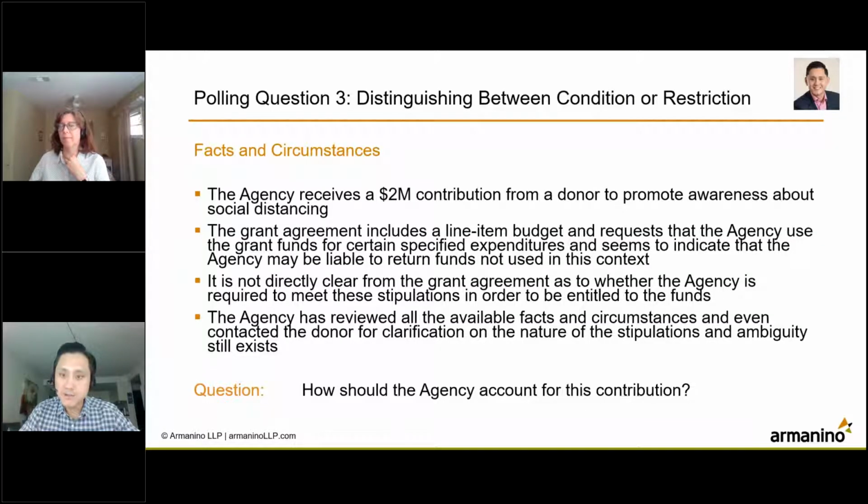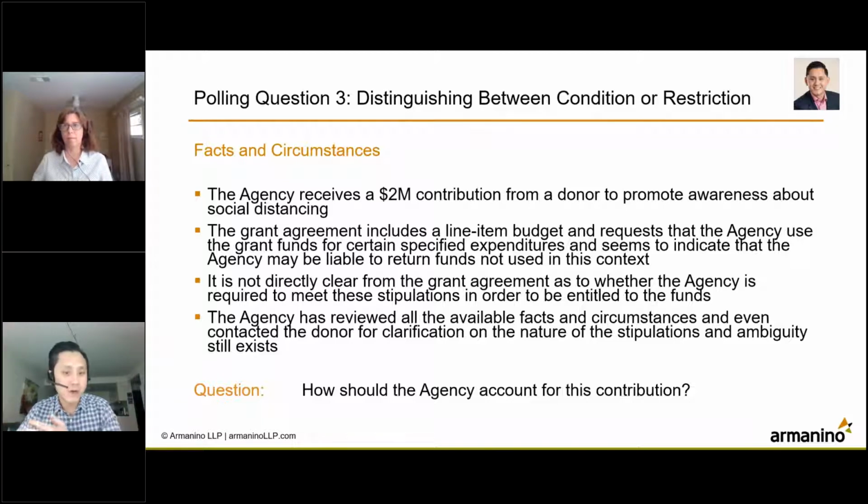Okay, so in this example, the agency receives a $2 million contribution from a donor to promote awareness about social distancing. The grant agreement includes a line item budget and requests that the nonprofit use the grant funds for certain specified expenditures, and it seems to indicate that the agency may be liable to return the funds not used in this context. It's not directly clear, though, from the grant agreement as to whether the agency is required to meet the stipulations in order to be entitled to the funds.